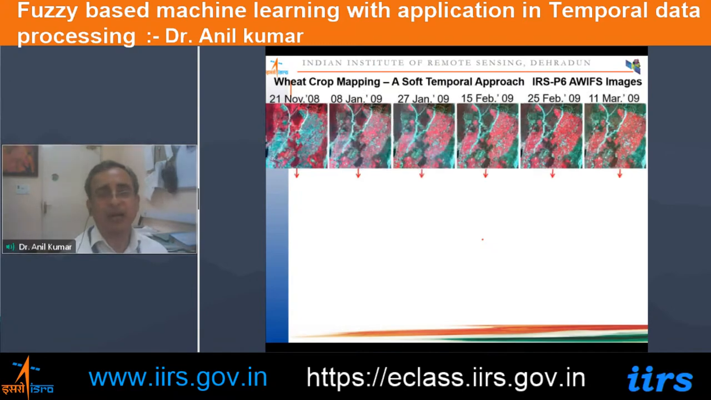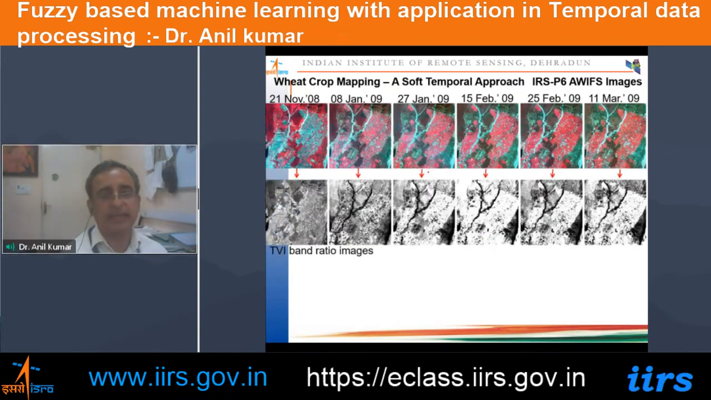We have done Landsat 3 image for wheat area, using images from 21st of November 2008 to 11th March. This is a period when the wheat Rabi crop is grown, specifically the wheat one. And this is a preliminary processing through TVI.